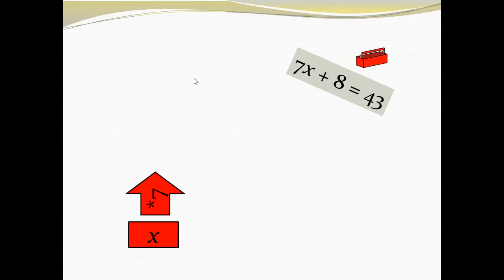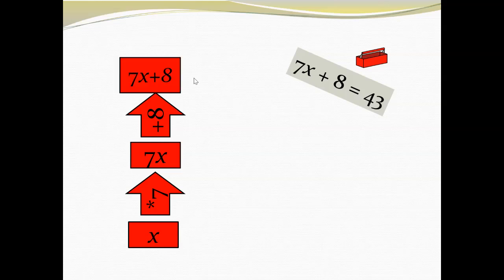7x, what is happening to that term? Well, we have 8 being added to it. So we have 7x, and in an arrow card, the action is addition of 8. That will lead us to this expression, 7x plus 8. That will equal our 43.